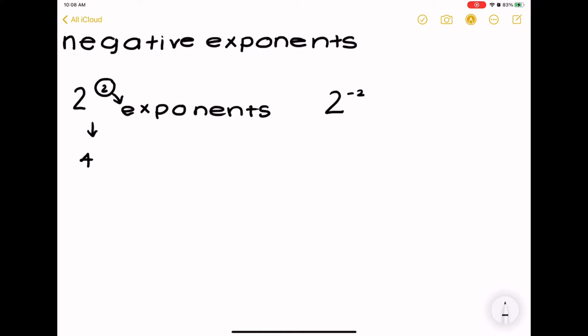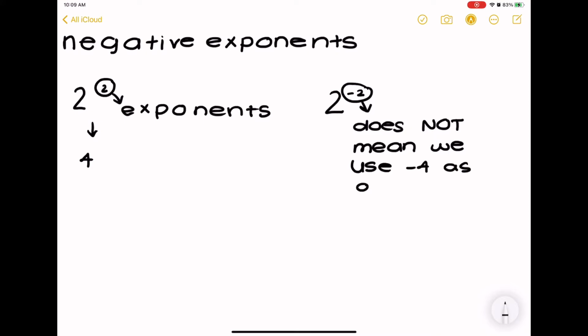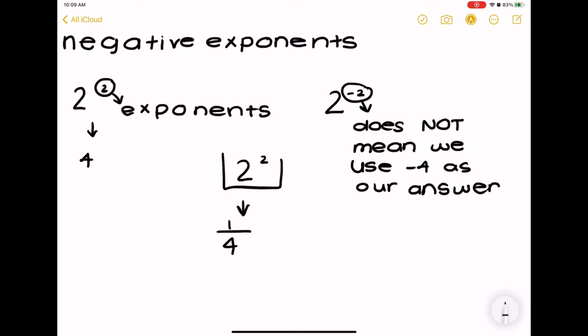How about 2 to the negative 2? When we have a negative exponent, I just want to clarify, this does not mean that our answer will be negative 4. The negative exponent actually tells us something completely different. It tells us that our answer is going to be a fraction. So we start off with just 2 squared, and we get 4, and then we put 1 over it.